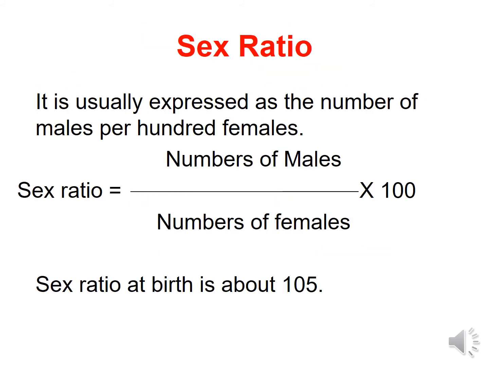Sex ratio. It is usually expressed as the number of males per 100 females. The formula is: sex ratio is the number of males divided by the number of females, multiplied by 100. The sex ratio at birth is about 105. In India, the sex ratio is expressed as the number of females to the number of males, but in all other countries, it is the number of males to the number of females.